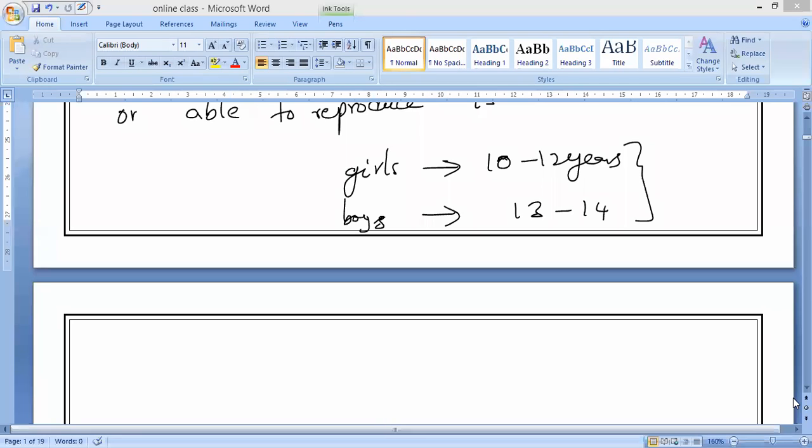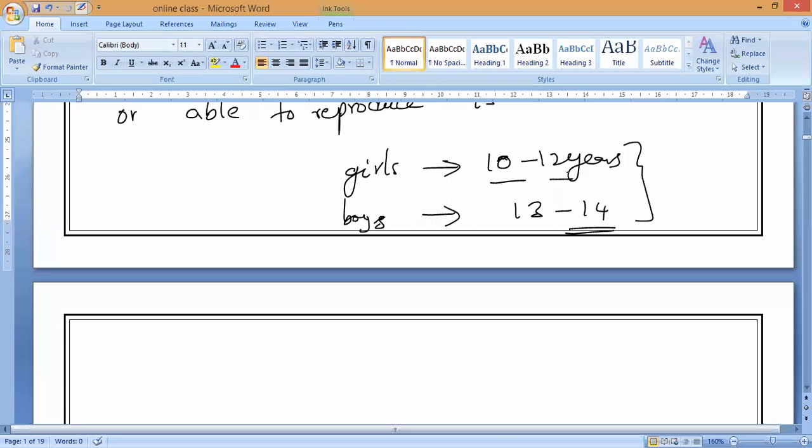Basically, the boy will attain puberty at the age of 13 to 14 years, and the girl will attain puberty at the age of 10 to 12 years. On attaining puberty, the male gonads, called testes, will start producing male gametes, which we call sperms. And the female gonads, which we call ovaries, will start producing female gametes, which we call ova.